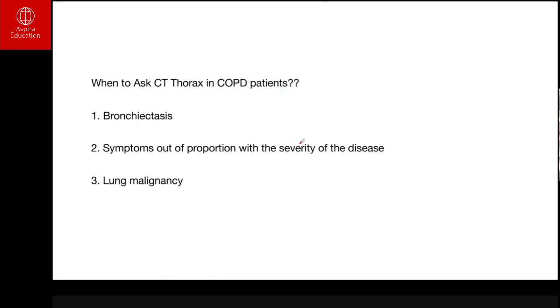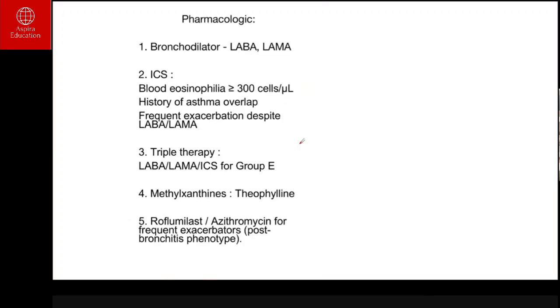If you are suspecting lung malignancy, because both COPD and lung malignancy share a risk factor of tobacco smoking, and pulmonary embolism, it's a high risk because of the polycythemia. Patients with COPD and chronic smokers have polycythemia, and that is one of the risk factors for pulmonary embolism. If you suspect features of pulmonary embolism, you can definitely go for CT thorax.